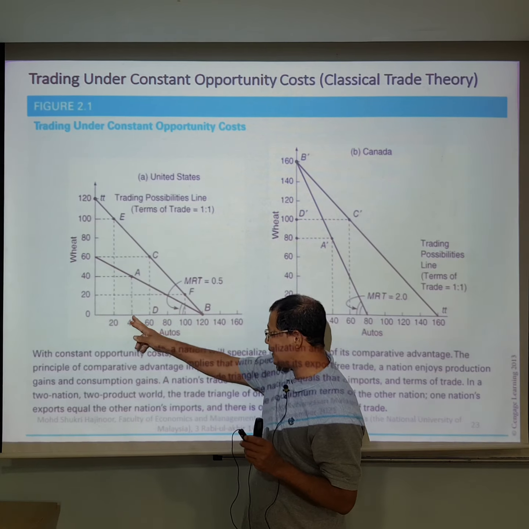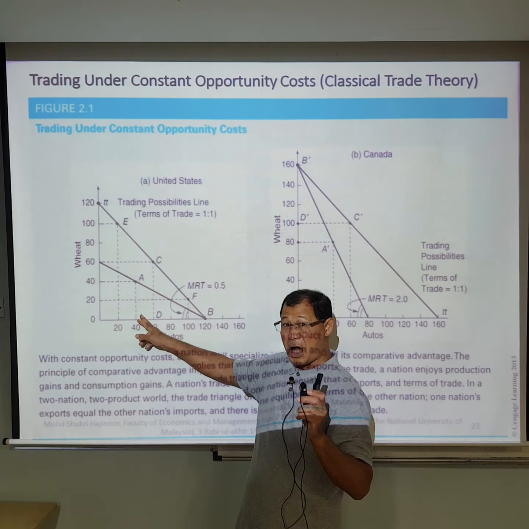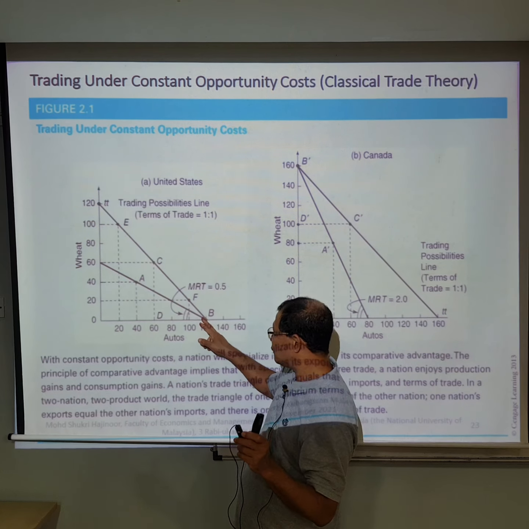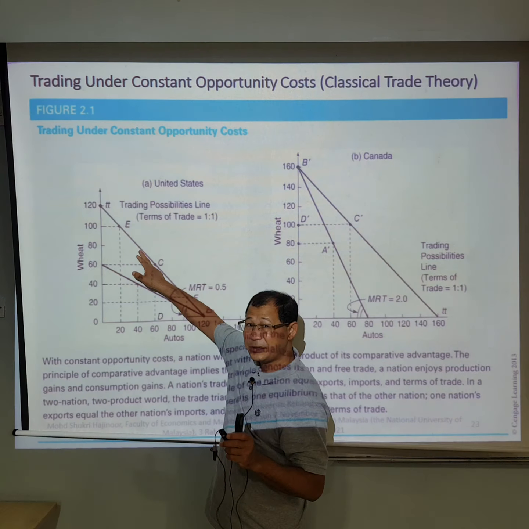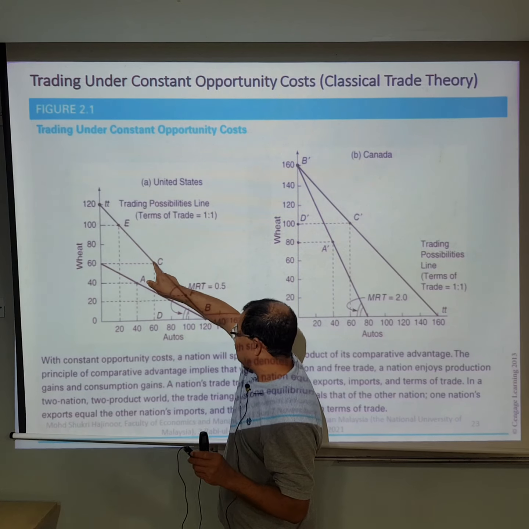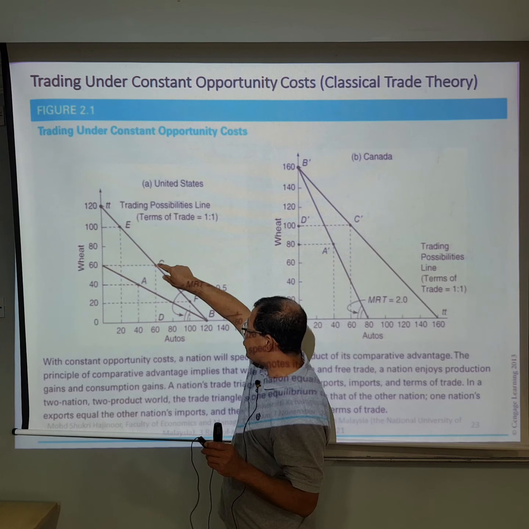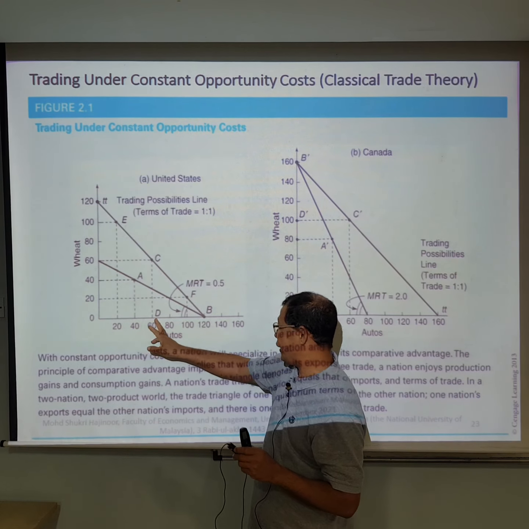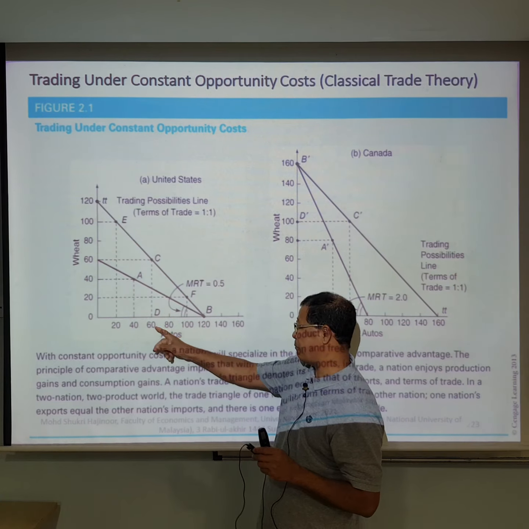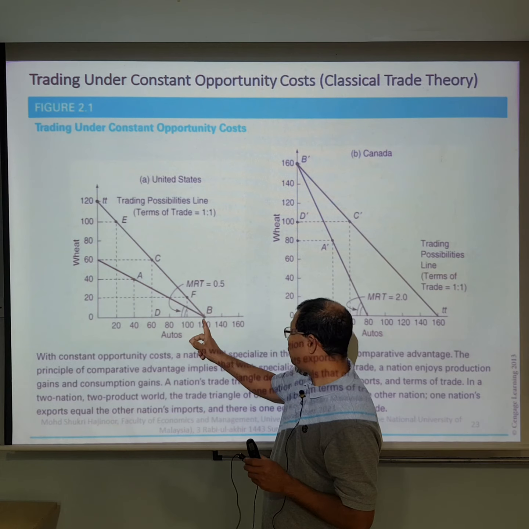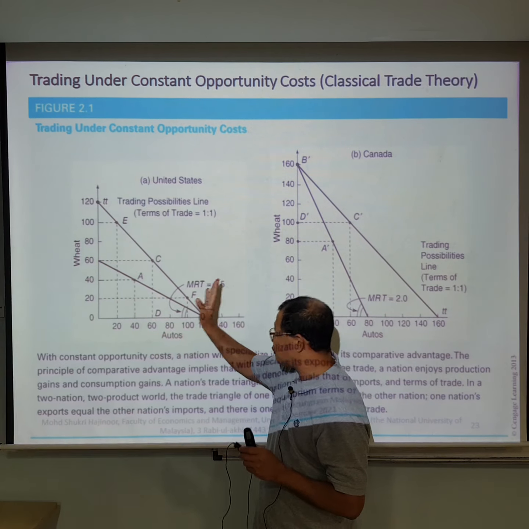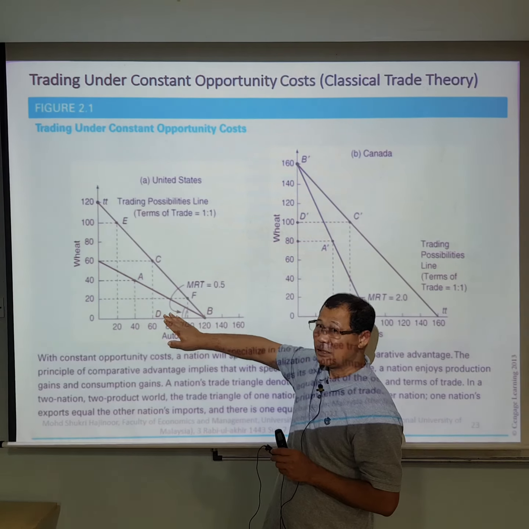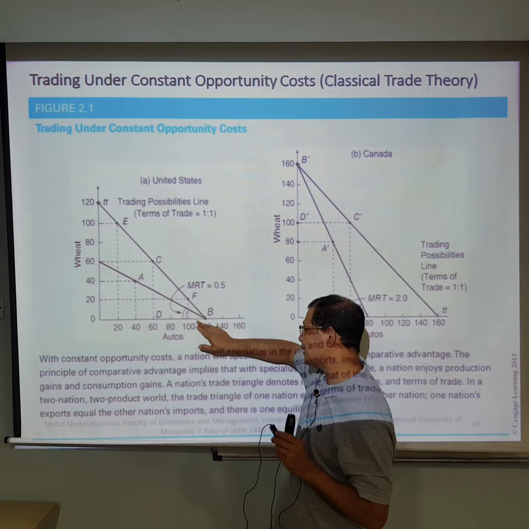That you specialize, you produce what you are efficient in. This is auto. From this point, there's a trading line, the international trade line. You can have the consumption point here. You consume more than previously, 40, now 60. Of course, you increase your auto from 40 to 120 and produce no wheat at all, zero wheat. You specialize completely. That's what we call complete specialization.